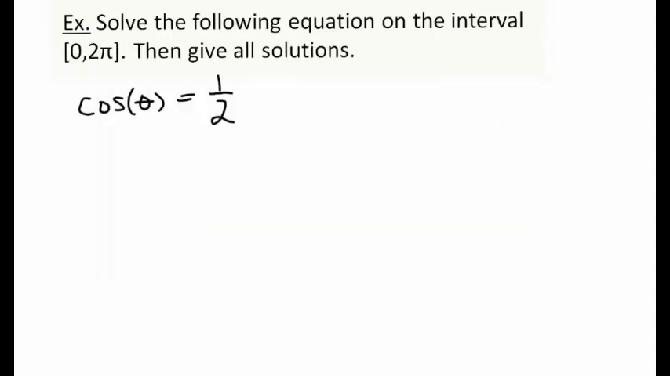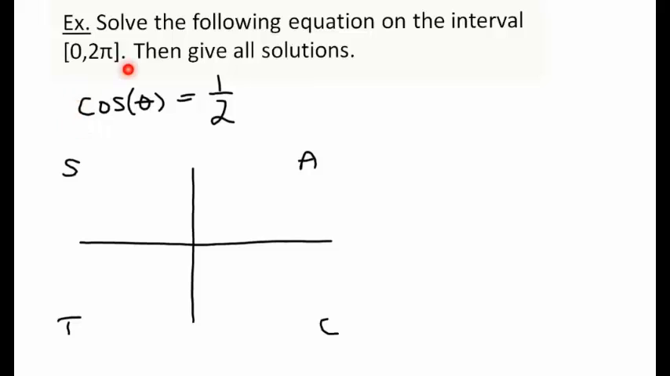In this example, we're going to solve the equation cosine of theta is equal to 1/2. First, we're going to do it on the interval from 0 to 2 pi, and then we're going to give a full solution that includes every single one of the possible answers for theta. So, according to our procedure, the first thing we have to do is use the CAST rule to determine which two quadrants we need to consider on the interval from 0 to 2 pi.